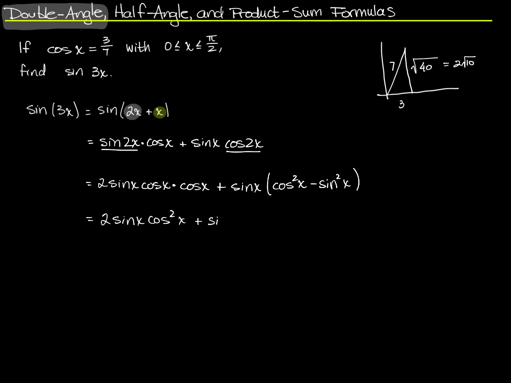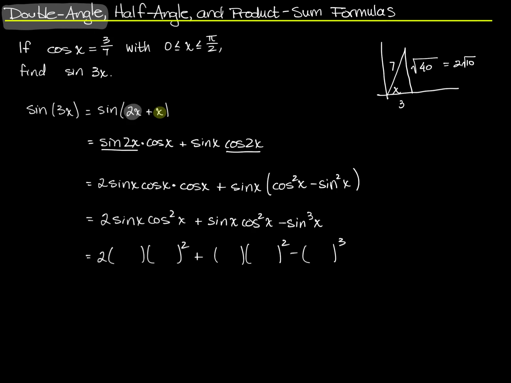the sine of x times the cosine squared of x minus the sine of x cubed, the sine cubed of x. So I have 2 times whatever the sine of x is times whatever the cosine of x is squared plus the sine times cosine squared minus sine cubed. So now all I have to do is figure out what sine and cosine are.